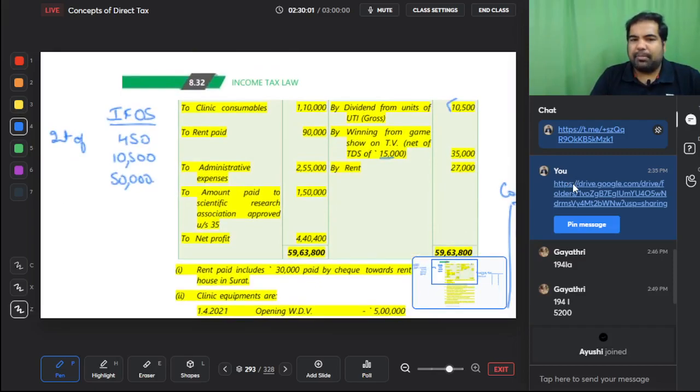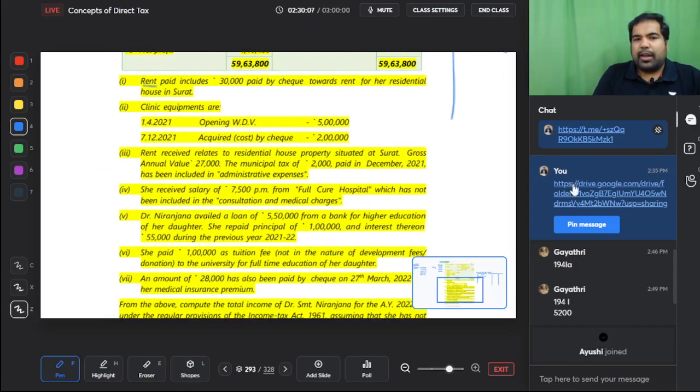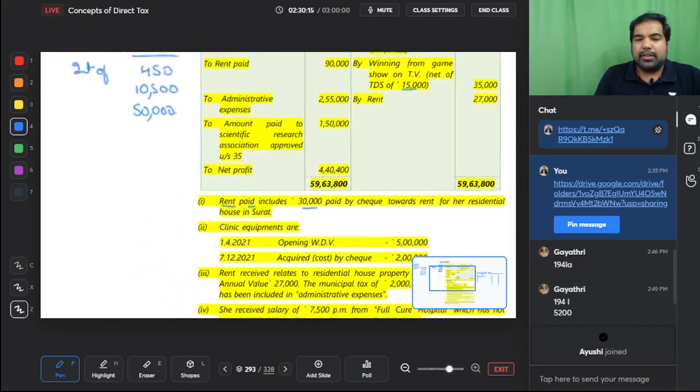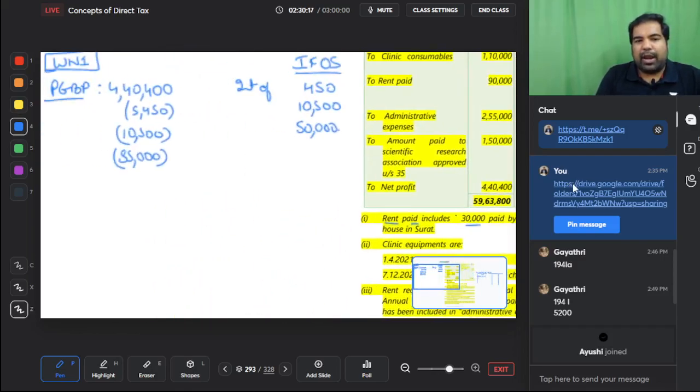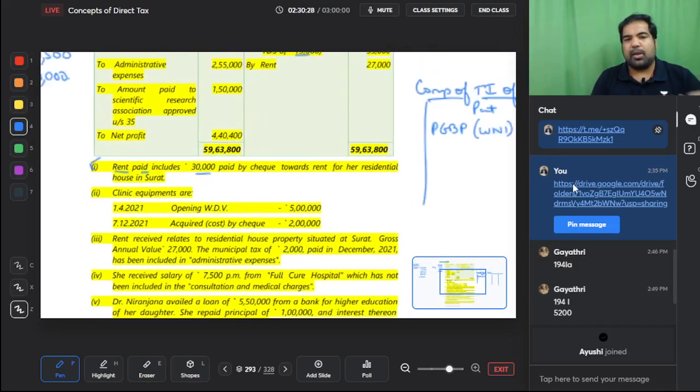Clinic consumables, rent paid, administrative expenses amount. This all looks okay till now, but let's see the additional information. Rent paid includes 30,000 paid by account check towards rent for a residential house in Surat. So rent paid, which is 90, 30 is wrong, so we've minused it. We'll have to add 30. So this is, I'm adding 30. And as and when you complete one adjustment, please tick mark.